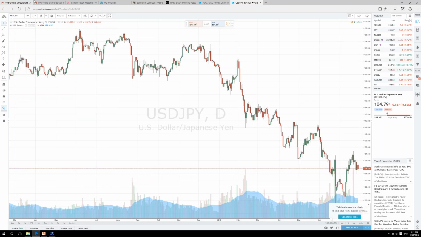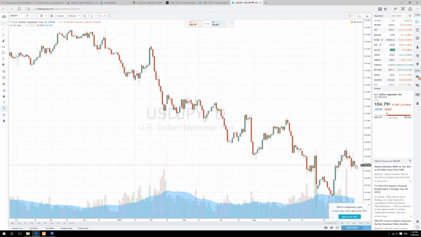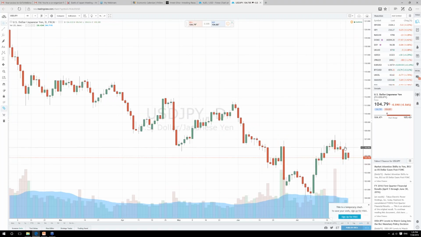All right, so this is dollar yen on the daily chart. And as you can see, dollar yen was incredibly volatile yesterday. It tested all the way back to the 106.50 handle. Went back down, and today we've overall had a down day in anticipation. So this down day, what does this mean?